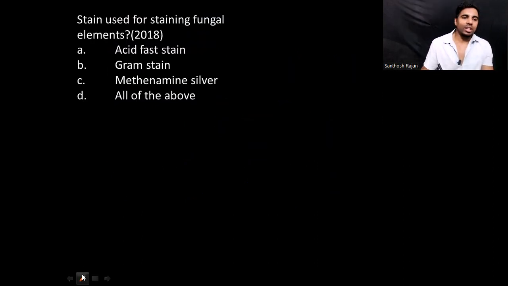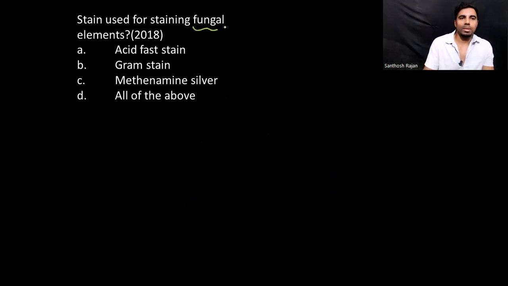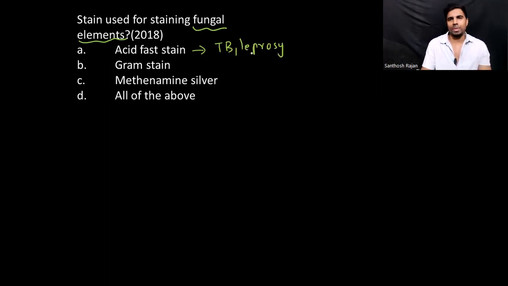Now next, what is the stain used for fungal elements? For fungus, what stain can we use? Can acid-fast stain be used? No. Acid-fast is for TB and leprosy, and apart from that acid-fast parasites like Cryptosporidium, sometimes Nocardia also. Gram stain is totally for bacteria. And methenamine silver is for the fungus.